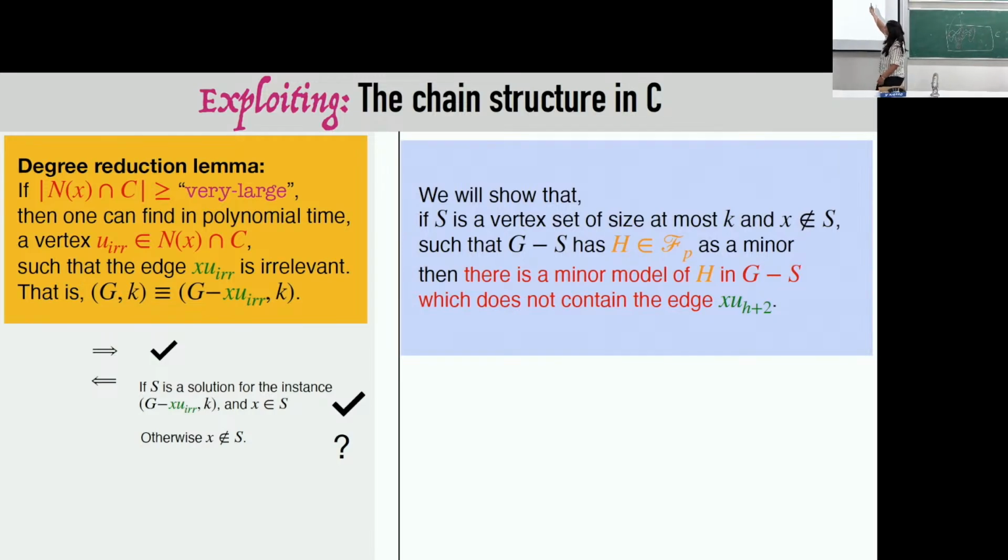And to prove that it is safe, I will show the following. You said that S was a solution of this graph, and if S was not a solution of this graph, then in G minus S there is a forbidden graph which is present as a minor. I will show that there is a minor model of this forbidden graph that does not use this edge. If there is a forbidden minor that does not use this edge, then H is also present as a minor in this graph minus S, which is a contradiction to the fact that S is a solution. This is what I want to prove.